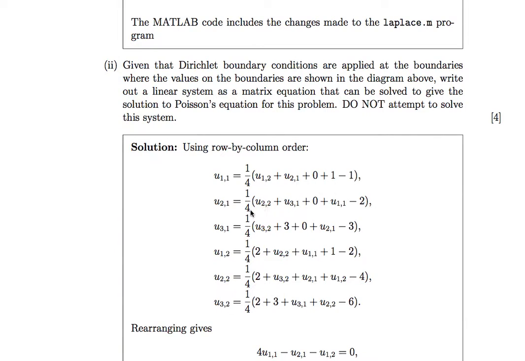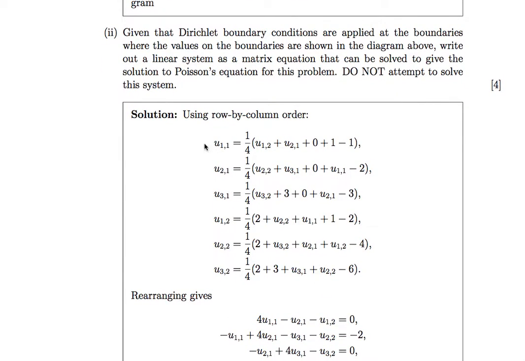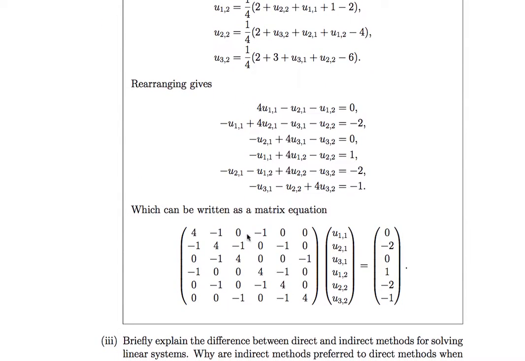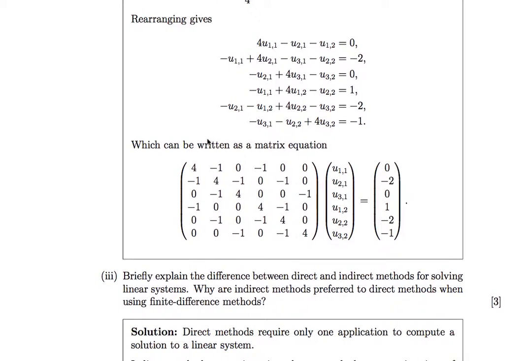And if we do the same for the 5 other computational nodes, we get all of these values. Okay. Now we need to rearrange to make the unknowns, which are the u terms, all onto the left-hand side of the system. So that's what we've done here, simple rearrangement. And this can be written as this matrix equation.